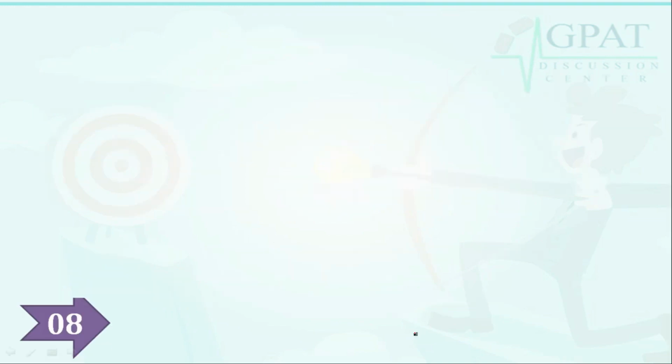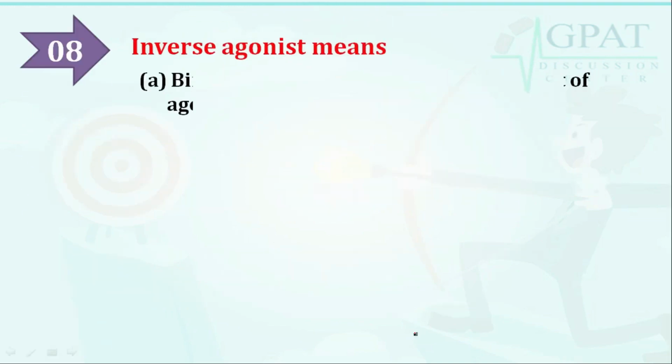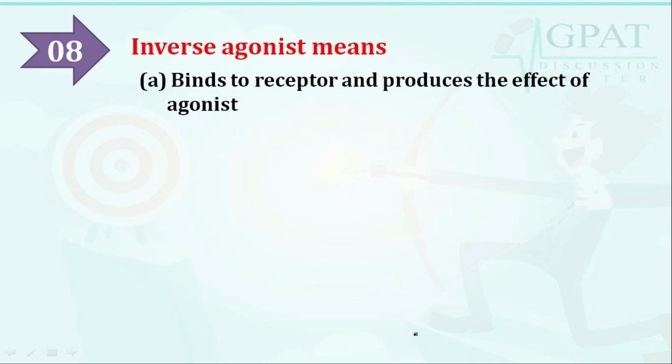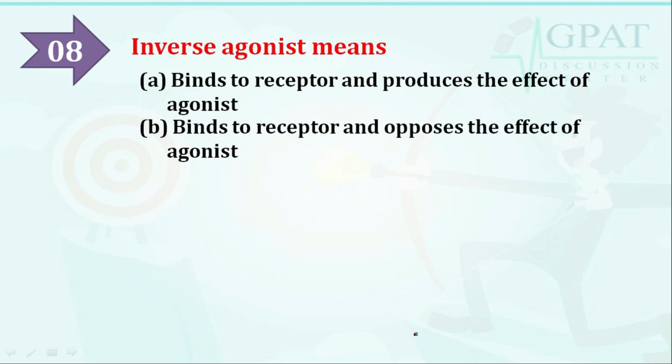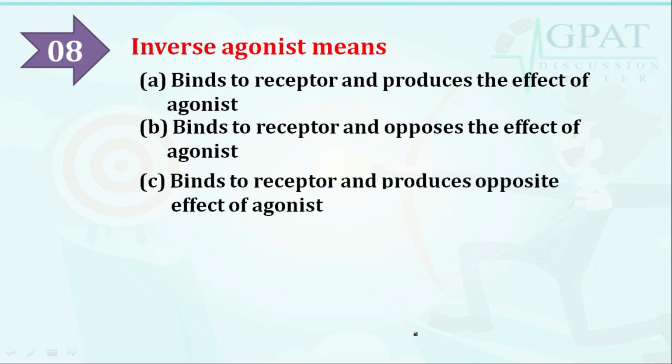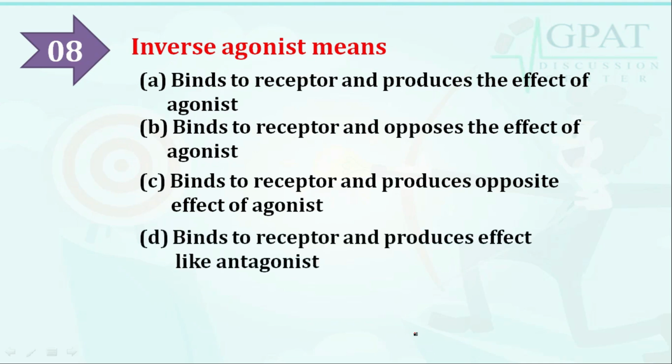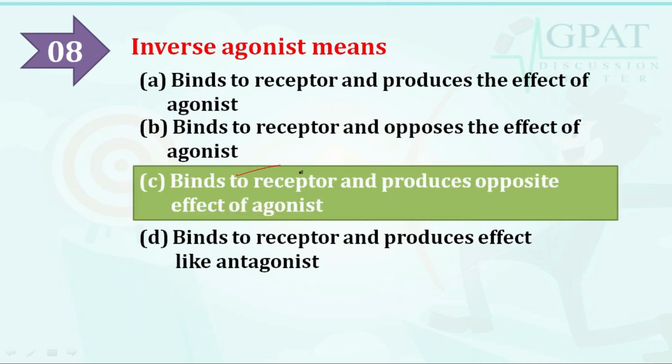Now moving on to the next question: inverse agonist means, option A, binds to receptor and produces the effect of agonist; option B, binds to receptor and opposes the effect of agonist; option C, binds to receptor and produces opposite effect of agonist; option D, binds to receptor and produces effect like antagonist. So what is the inverse agonist? An inverse agonist binds to receptor and produces the opposite effect of an agonist. That's why its name is inverse agonist, students.